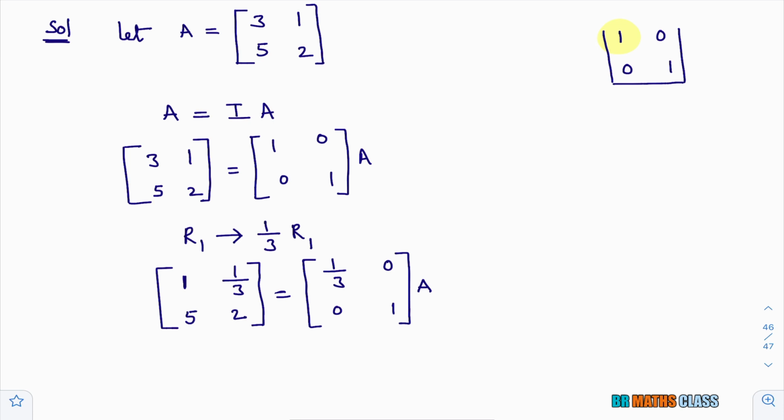Now, you move to this place, and you observe what I want at this place. I want 0. Observe that I made this element 1. Now we are at this place. What do you want at this place? At this place you want 0. So how to get 0 here?